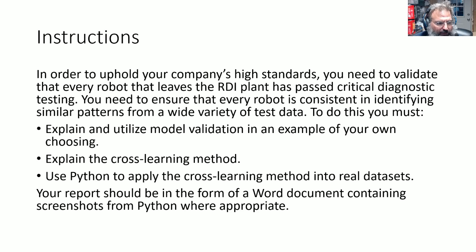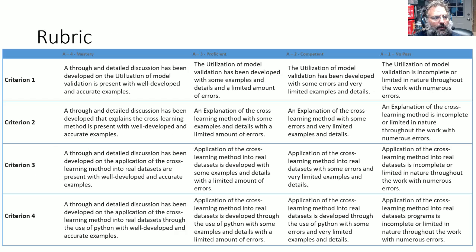So your instruction is, in order to uphold the company's high standards, you need to validate that every robot that leaves the RDI plant has passed critical diagnostic testing. You need to ensure that every robot is consistent in identifying similar patterns from a wide variety of test data. To do this, you must explain and utilize model validation in an example of your own choosing. Explain the cross-learning method. Use Python to apply cross-learning methods to real data sets. Your report should be in the form of a Word document containing screenshots from Python where appropriate. So you're writing a paper, but you're also writing some Python code, and you're going to include the Python code inside of your paper.